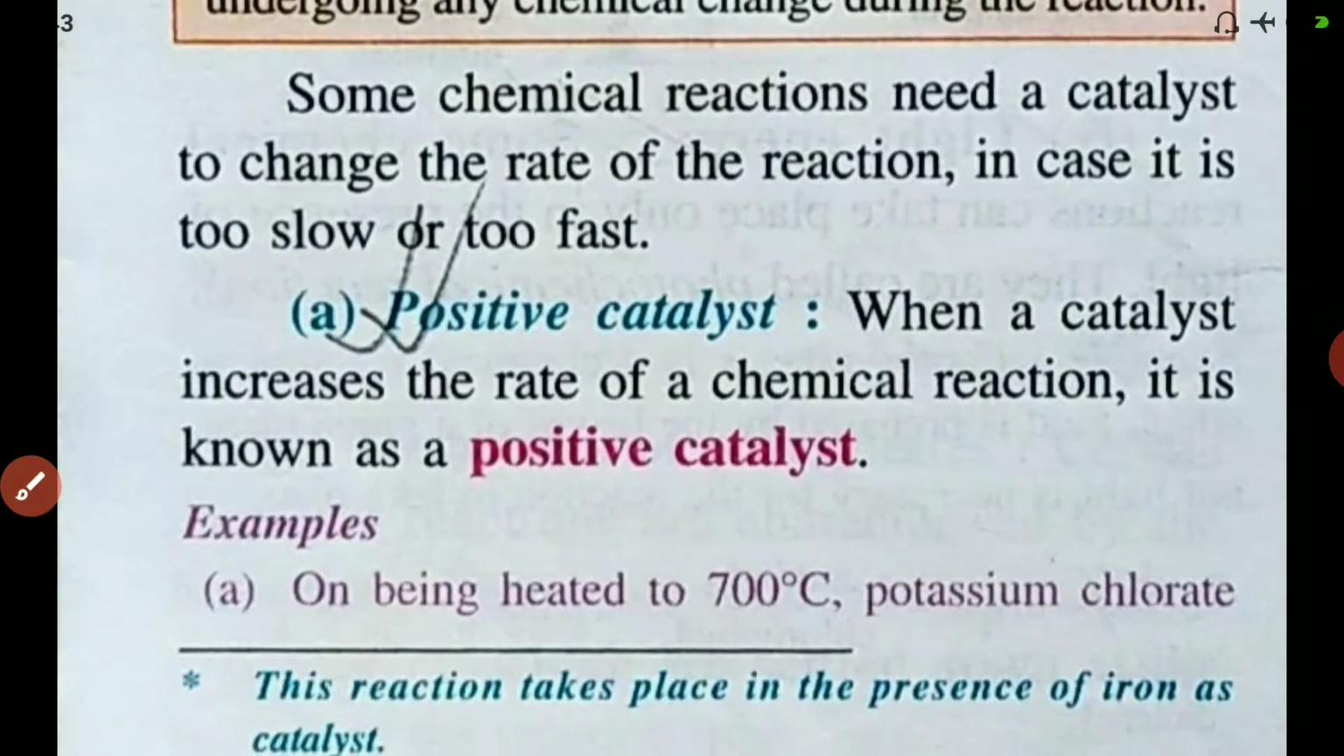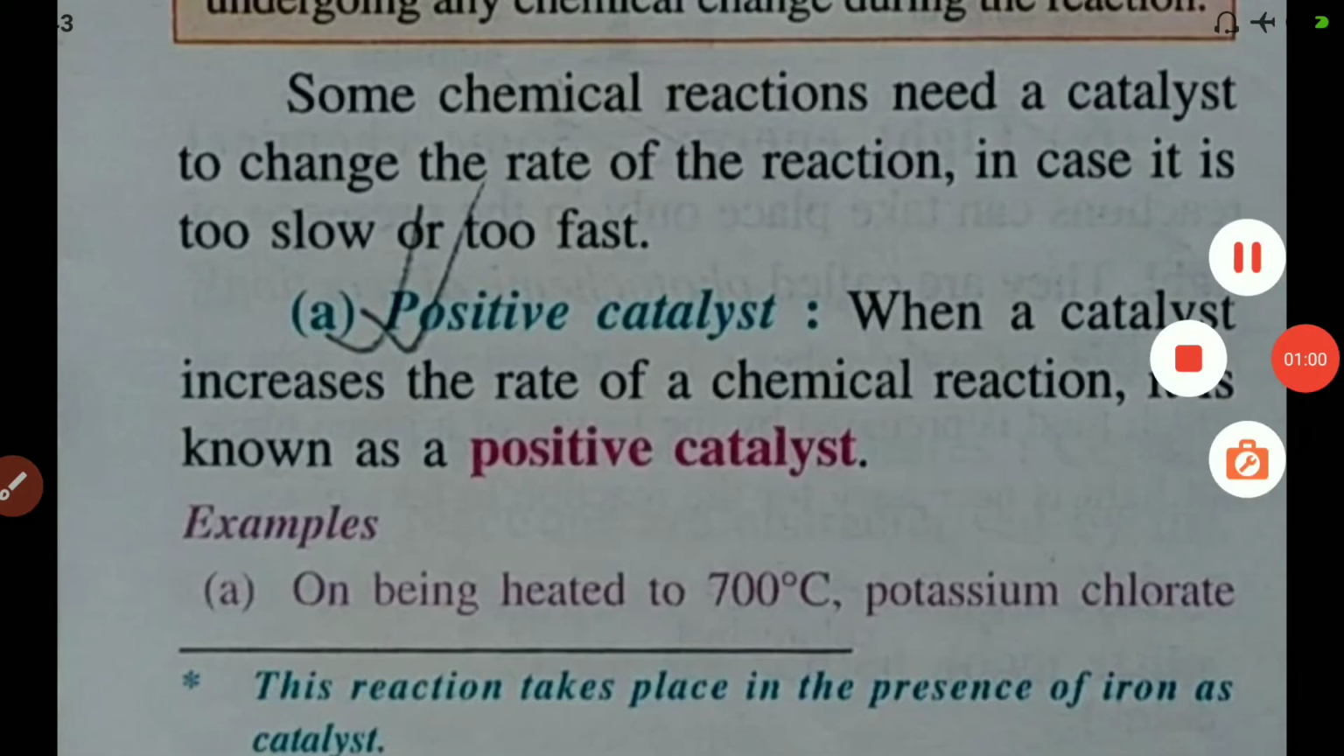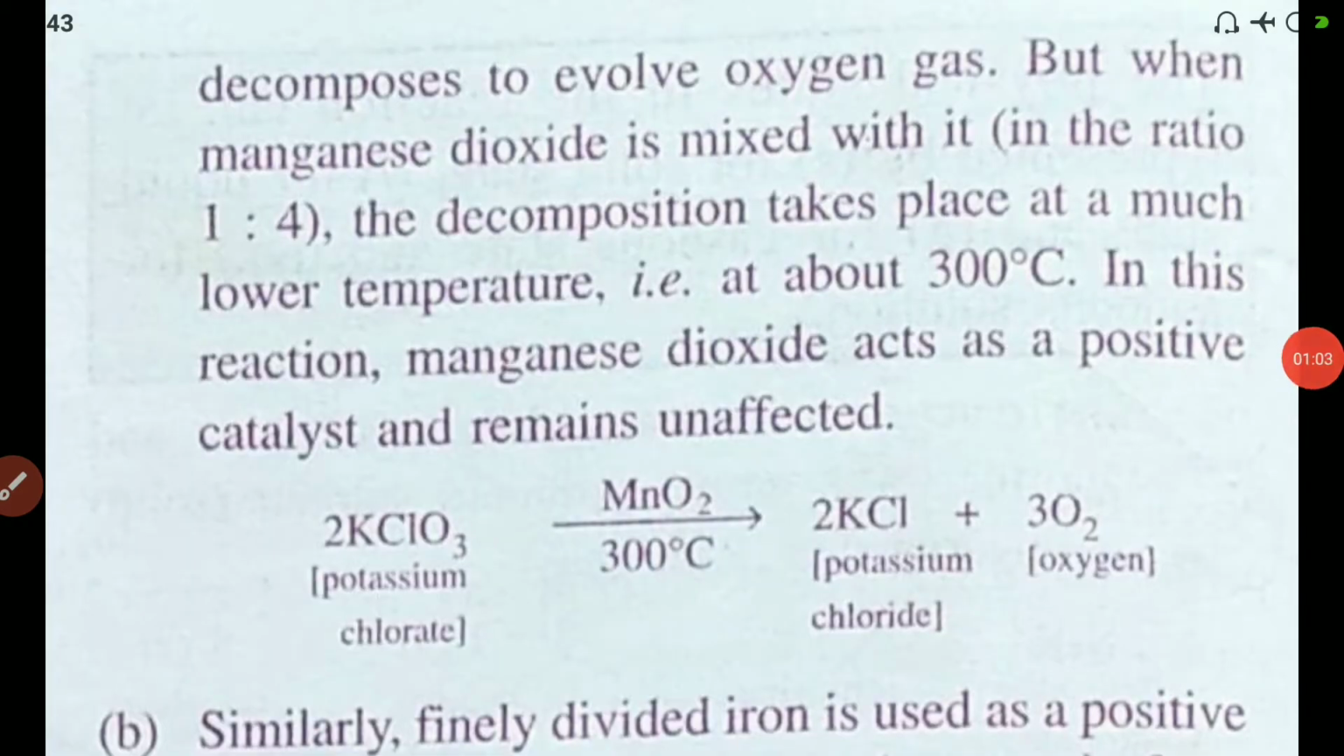For example, on being heated to 700 degrees Celsius, potassium chlorate decomposes to evolve oxygen gas. But when manganese dioxide is mixed with it in the ratio 1:4, the decomposition takes place at a much lower temperature, that is at about 300 degrees Celsius. In this reaction, manganese dioxide acts as a positive catalyst and remains unaffected. We have done this reaction earlier also in the evolution of gas.